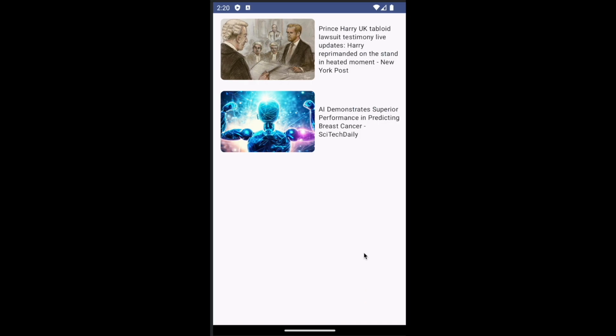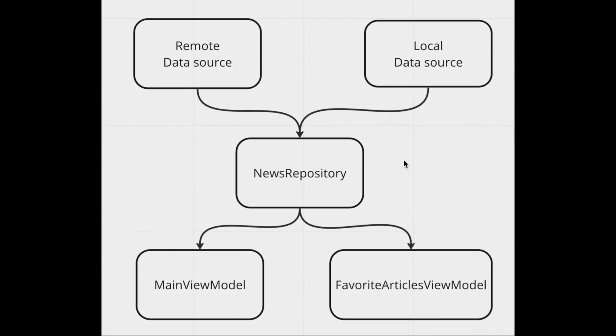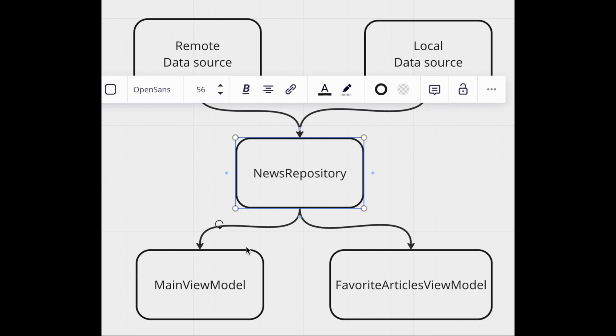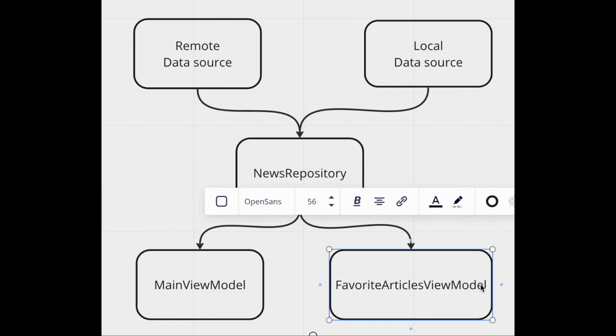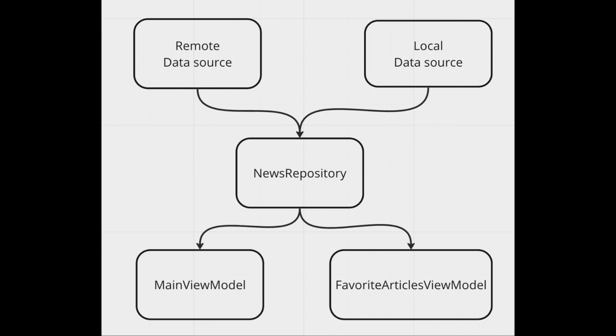Now let's see how dependencies are implemented. This is how the dependencies are implemented right now in our app. In the center, we have our news repository, and at the top, we have the remote data source and the local data source. The news repository depends on our remote data source and the local data source, and this dependency is then injected into our main view model and into our favorite articles view model. While there's nothing wrong with this setup, let's optimize our news repository so that it gets the needed set of data sources for each of the screens.